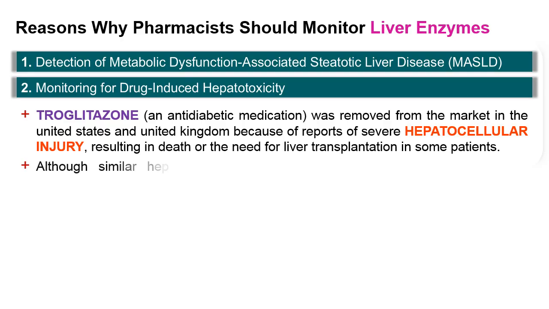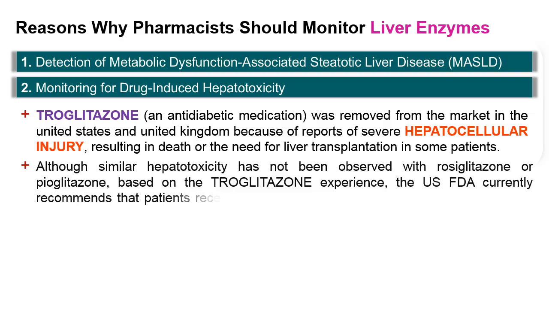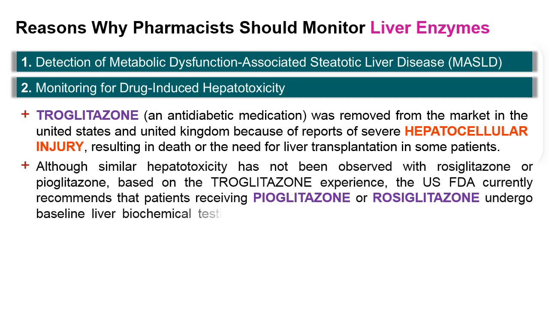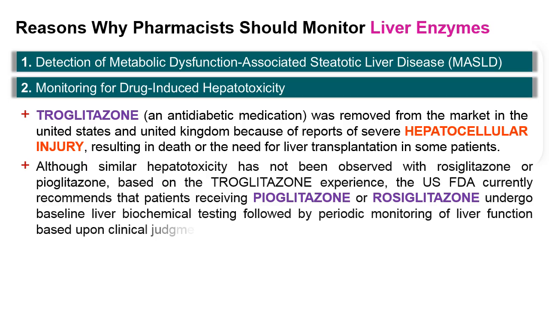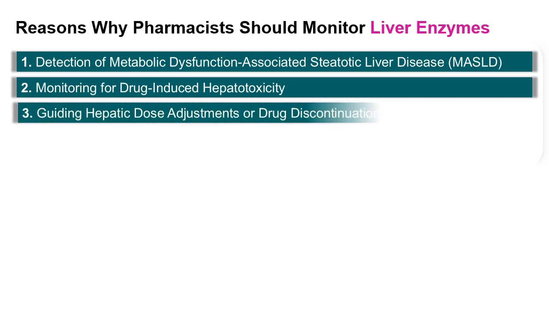Although similar hepatotoxicity has not been observed with rosiglitazone or pioglitazone, based on the troglitazone experience, the US FDA currently recommends that patients receiving pioglitazone or rosiglitazone undergo baseline liver biochemical testing followed by periodic monitoring of liver function based upon clinical judgment. The third reason is, if liver enzymes are significantly elevated, pharmacists can assist in evaluating whether medication adjustments or discontinuation are warranted, in collaboration with the healthcare team.